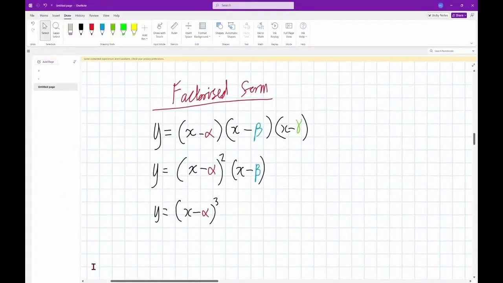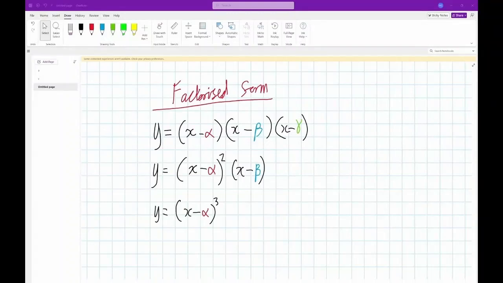Okay, and so looking at factorized form here, guys, what we have is 3 different variants of essentially the same thing. Of course, with a cubic, you could have up to 3 different factors for x, and so therefore we can have our first type here, which is going to be (x − α)(x − β)(x − γ). Of course, these could be any numbers. I've just used the Greek letters as variables here.